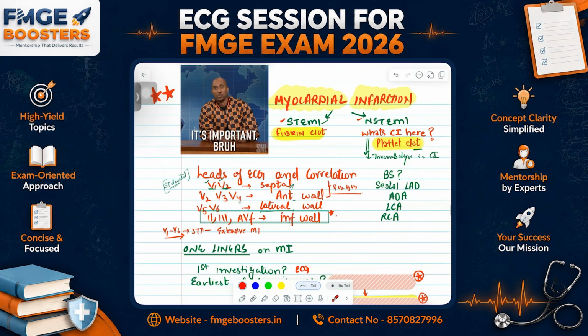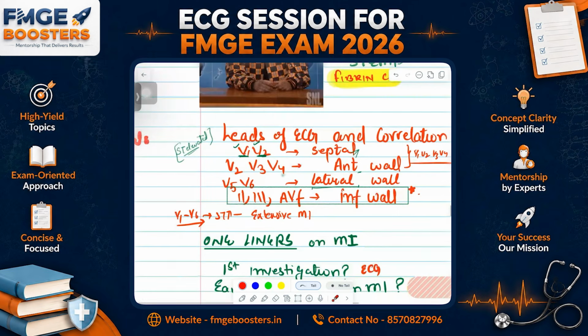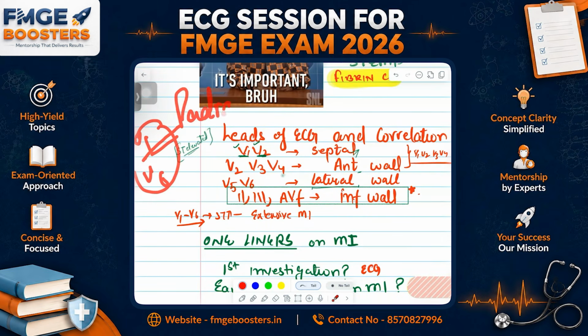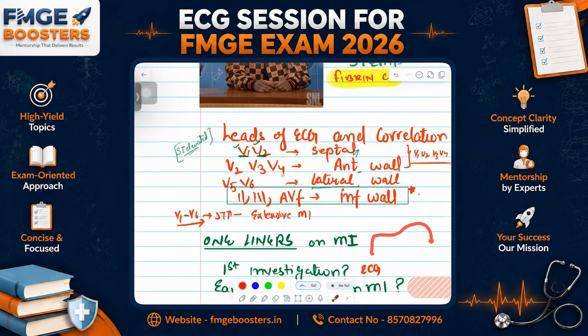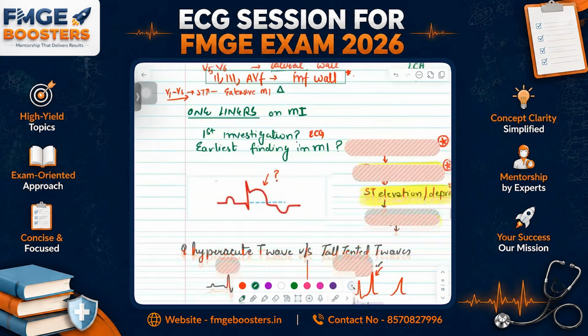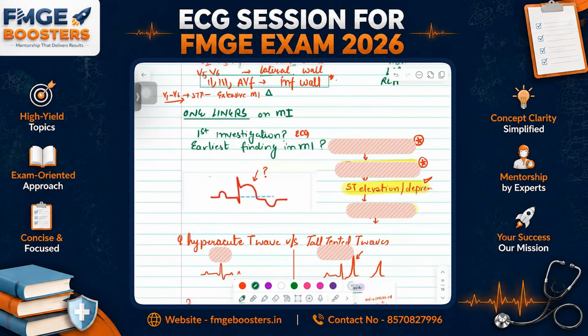Clear, everyone? Okay. Now let's say if I'm telling all V1 to V6, all the leads, may we have the Padre sign. What is the Padre sign, guys? Padre sign is convexity of ST elevation, which is seen in myocardial infarction. If it is convex, then it is the Padre sign. If from V1 to V6 we have this in all leads, it is extensive myocardial infarction, will be the diagnosis. Okay, now some one-liners about myocardial infarction on the ECG.